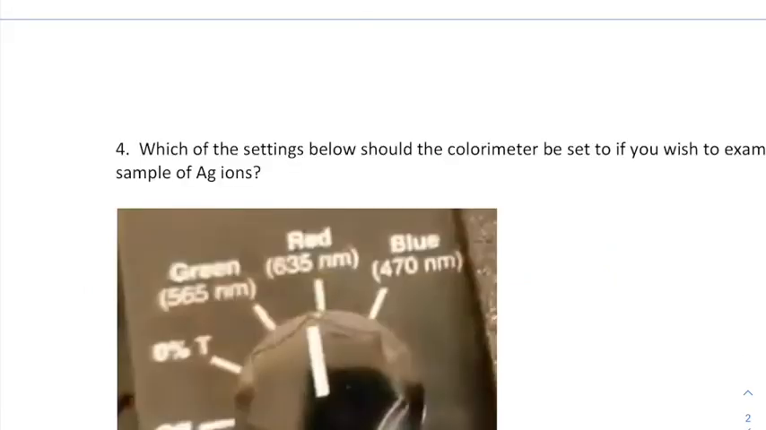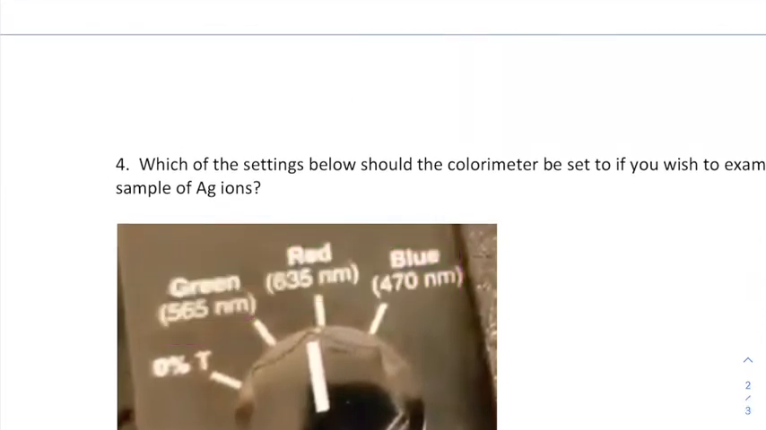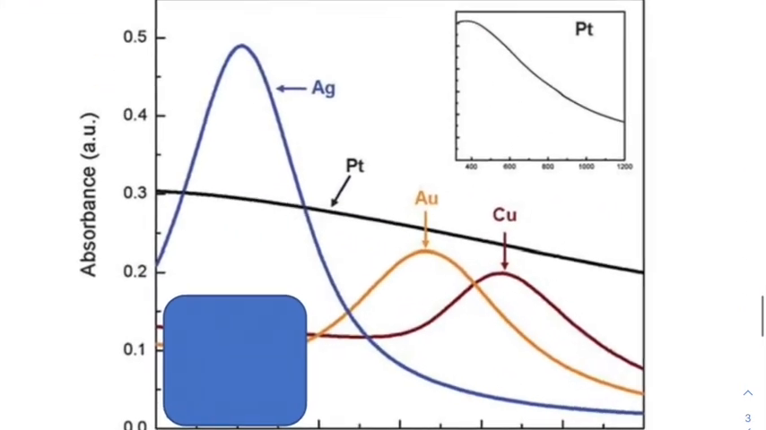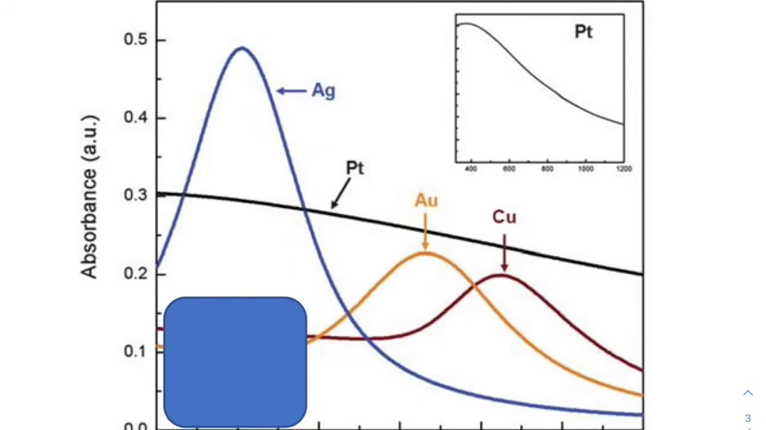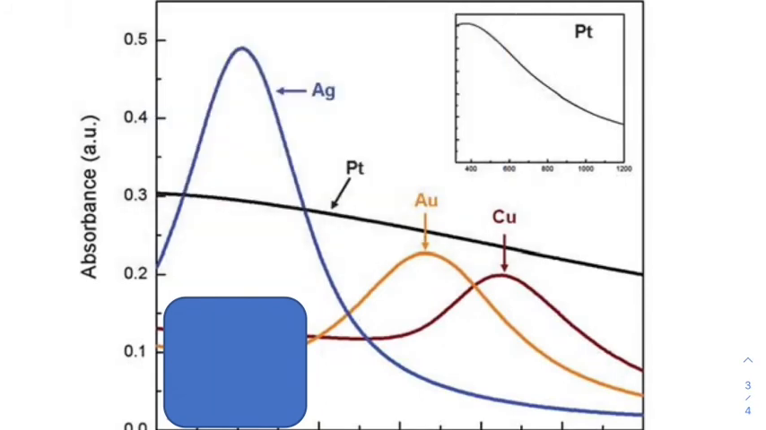For our last one here, it's going to ask you which of these 3 settings should you use. Should you be using the green, should you be using the red, or should you be using the blue? Basically, should you be using 565, 635, or 470 if you want to examine the silver ions. So you come down here to your graph and you check out your silver ions. So your blue is at 470, so that is going to be right about, oh, I don't know, there or so. That's going to be tough to beat right off the bat.